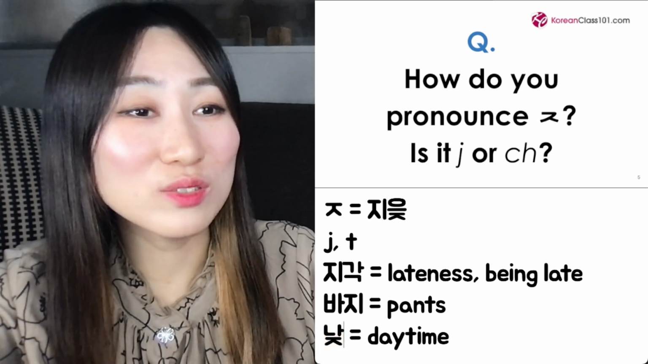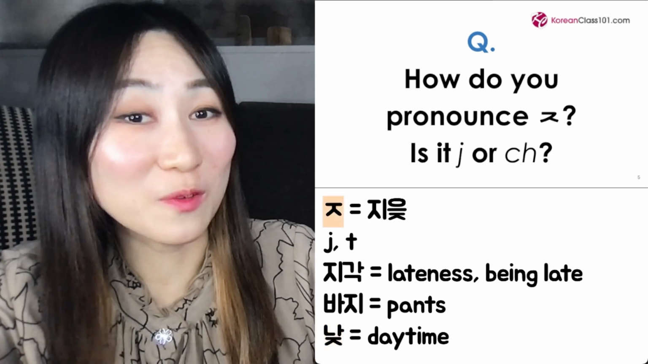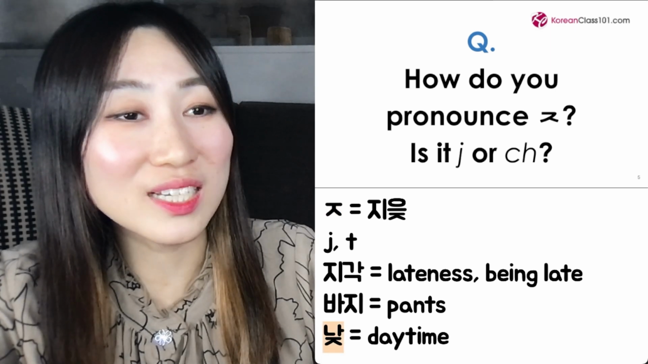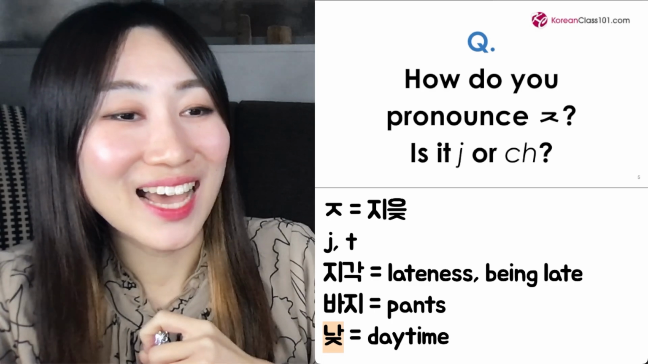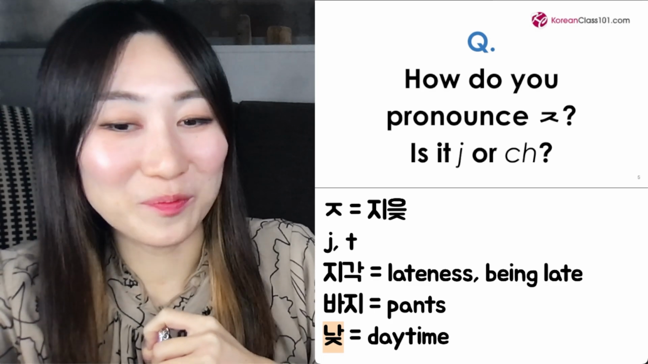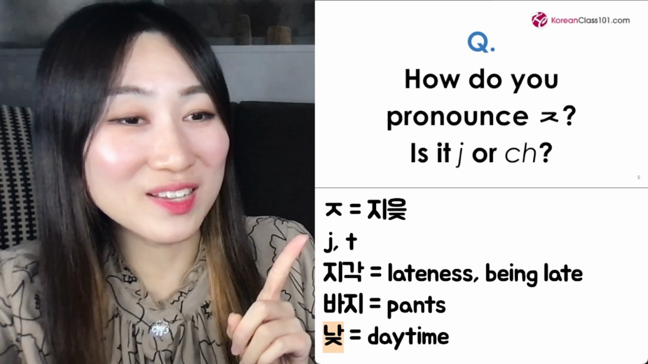Next we have 낮, daytime. And now 지읒 is used as a 받침, right? As a final consonant. Here it sounds like T without the T sound. It's 낮, daytime. Okay, please remember this.